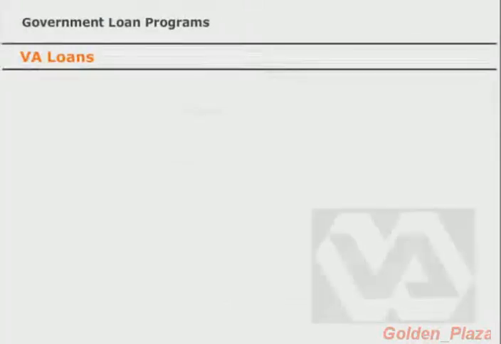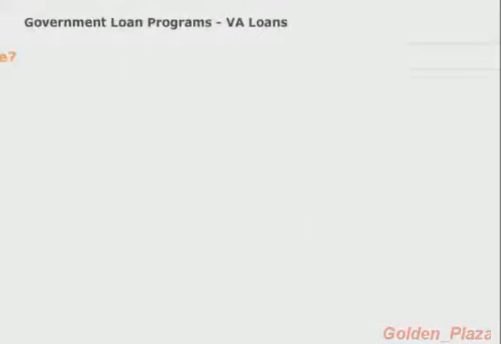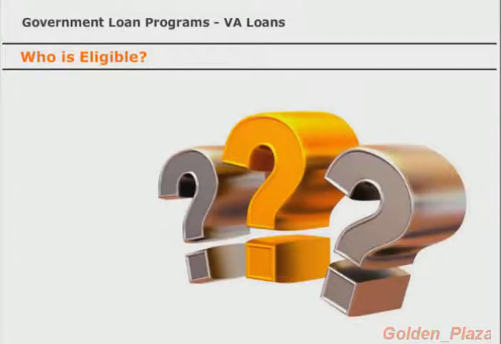Ever since GIs returned from World War II, the United States has had a tradition of giving military veterans a leg up in establishing themselves in civilian society. This tradition continues with the VA loan program, which is designed to help veterans and military service members obtain mortgages with better terms than conventional routes. All veterans who are in the service or have served and were released with an honorable discharge are eligible. For more details on wartime and peacetime service eligibility periods, as well as the procedure for veterans who have not been honorably discharged, please see the guide that accompanies this lesson.